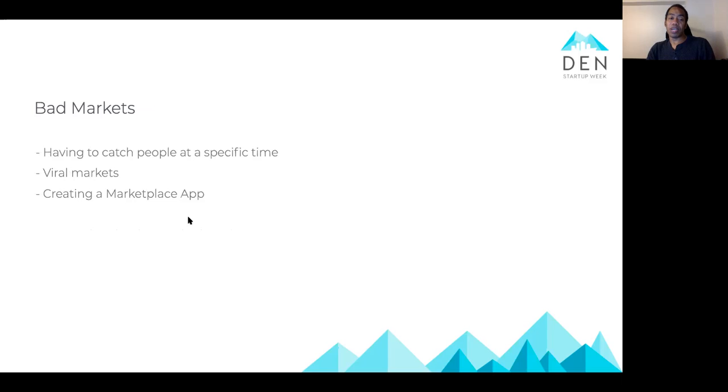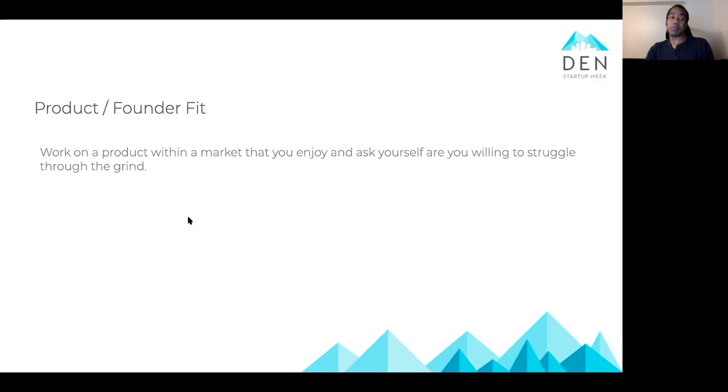Viral markets are difficult because we're talking about Bootstrap products, and it takes time for those to grow. So having a product that's going to grow virally is just very difficult. Creating a marketplace app is another one: you have buyers and sellers, so you're going to have two customers, and you have to fulfill the needs of both. It's better to have one clear-cut customer as opposed to two.